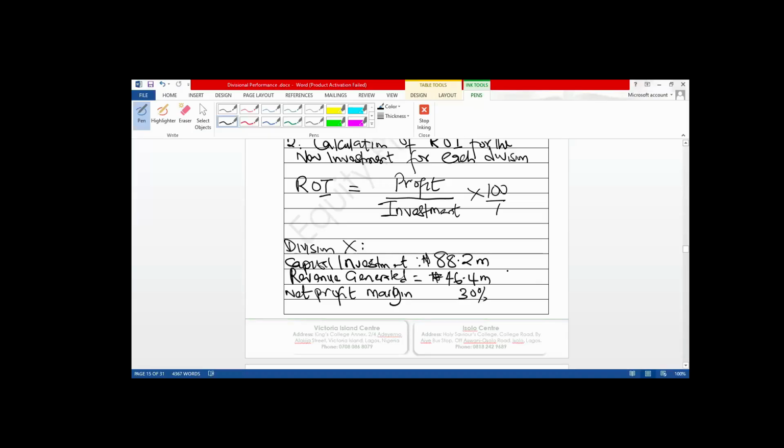What is the meaning of net profit margin? We are not giving the profit figure directly, but we are giving the profit margin. That's what's in place. Profit margin is profit as a percentage of revenue. This net profit margin means 30% of your revenue is the profit.